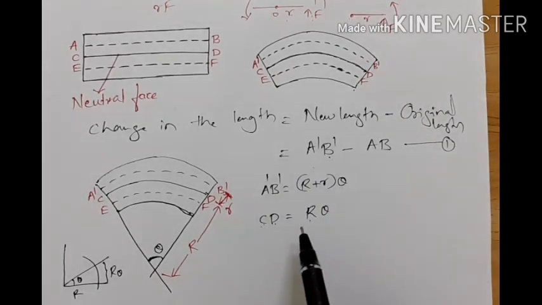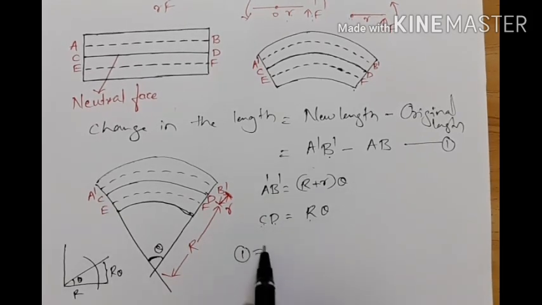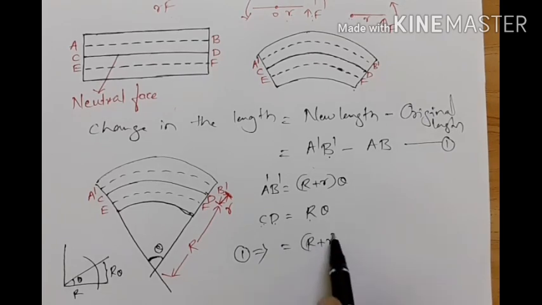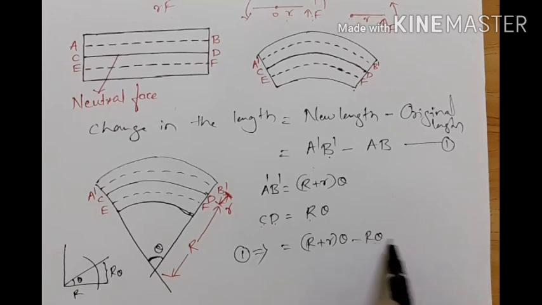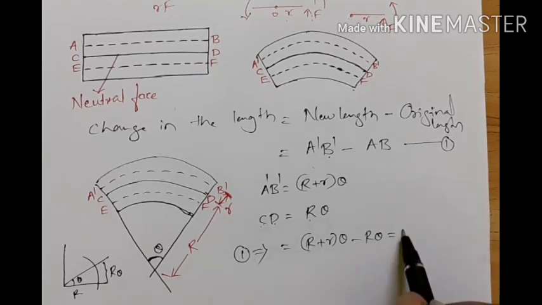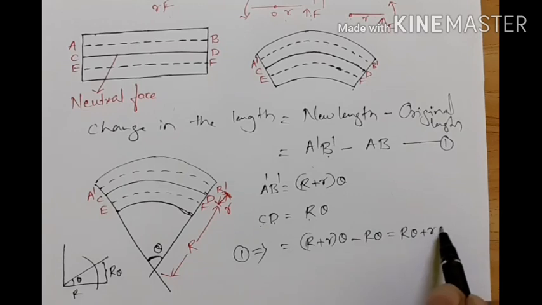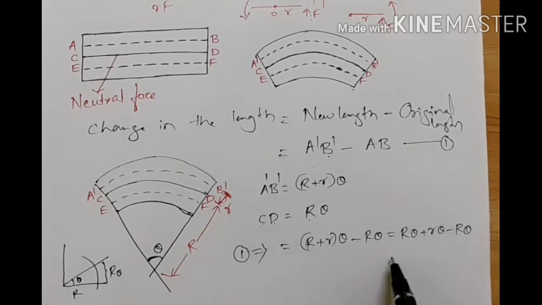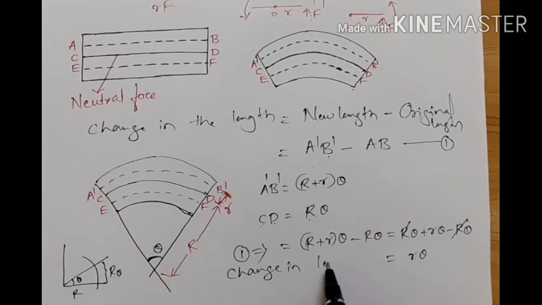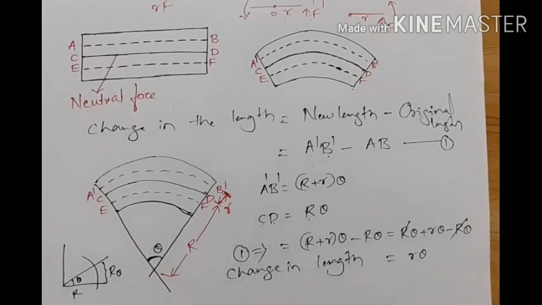Okay, by substituting in this equation, equation 1 will become r plus r theta minus r theta, that we can write in turn as r theta plus this r theta minus r theta, so that this equation 1 will be, this 2 will get cancelled and I'll get this small r theta. So what we found now is the change in the length. Okay, now what is the original length?